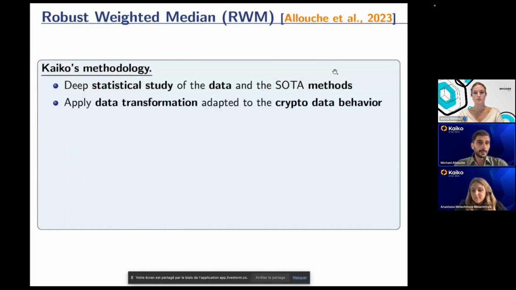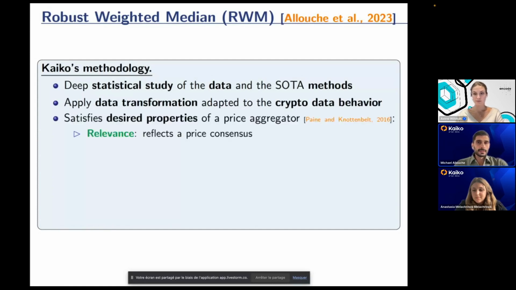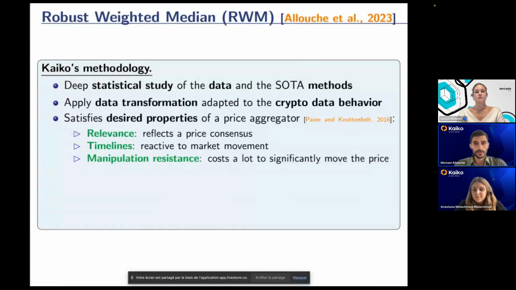And second, we apply a data transformation well adapted to the crypto data behavior. Also, our estimator should satisfy some desired properties, which are listed in this paper, and which are the following. First, relevance. Of course, our methodology reflects a price consensus. Timeliness: it should be reactive to market movement. Manipulation resistance: it costs a lot for a trader to significantly move the price, compared to other methods like the VWAP and VWM, where it is easier to move the price.